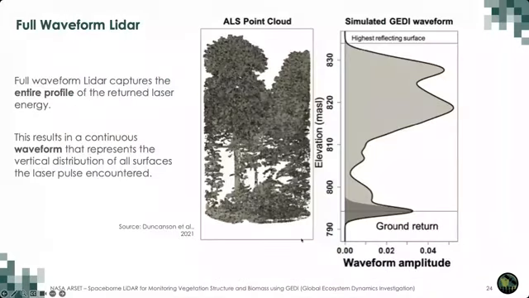Instead of just recording peaks, as in the case of discrete LiDAR point clouds, full waveform LiDAR systems capture and digitize the entire profile of the returned laser energy. This results in a continuous waveform that represents the vertical distribution of all surfaces the laser pulse encountered. For the example shown here, in a forest, the shape of the waveform reveals the height of the canopy, its density, and the location of the ground beneath it. This detailed information is exceptionally valuable for complex vegetation and biomass studies.